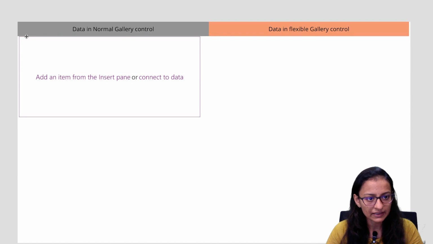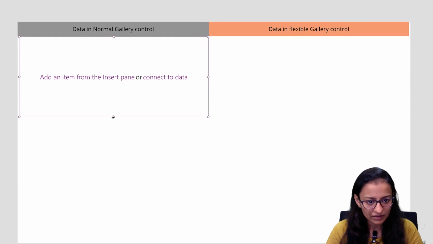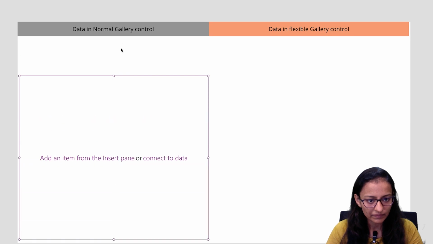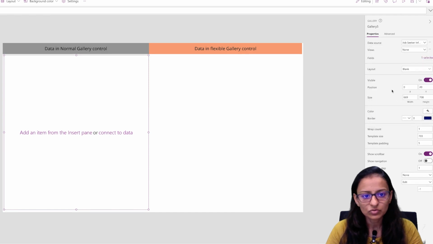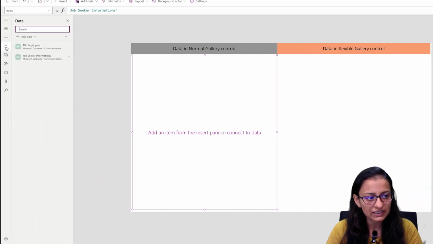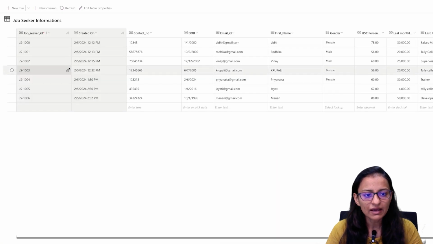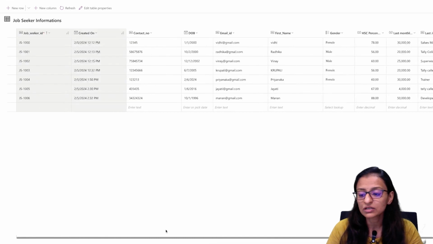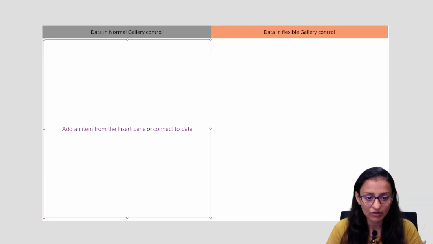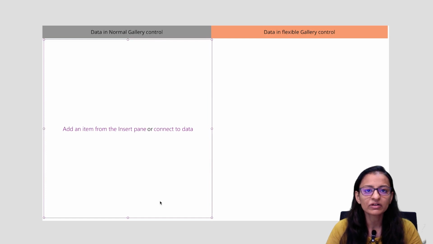Here in the blank vertical gallery, let me adjust the height and width. I am setting up the height, and let me select the data source. I am displaying the job seeker data source. Let me show you which data it contains. It contains the person's first name, last name, email ID, what type of job they were doing, and the educational percentage and educational degree they hold. But for our demo purpose, we are seeing only the person's first name and their job description.